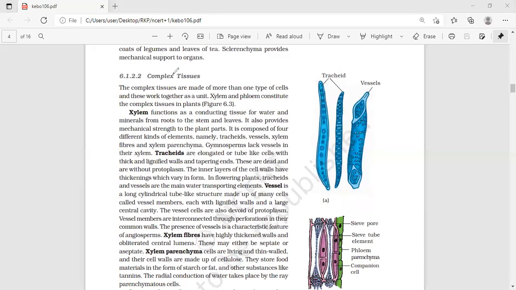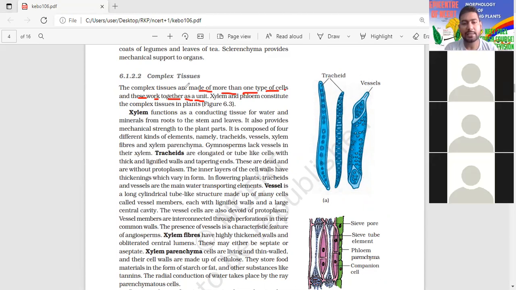Now you can see the complex tissues are made of more than one type of cells. These work together as a unit. I told you they are made up of more than one type of cells, and they work together as a unit. Together as a unit means xylem has vessels and tracheids, and together they will perform the function. So tracheids and vessels both together perform the function. Okay. So xylem and phloem constitute the complex tissue in plants.